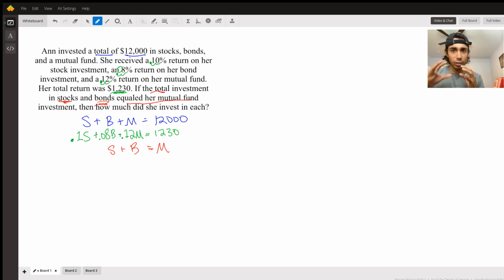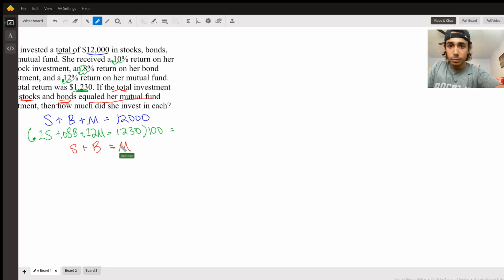Now we're going to want to rearrange these a little bit so that they're a little bit more useful to us. All right, so here's what I mean by that. First of all, equation 2 has got a bunch of decimals. Let's get rid of those decimals. All right, so let's multiply everything through by 100. Right, because if I do that, all those decimals are going to be gone. All right, so we're multiplying this whole guy all the way through by 100. All right, so it's going to become 10s plus 8b plus 12m equals 12,300.